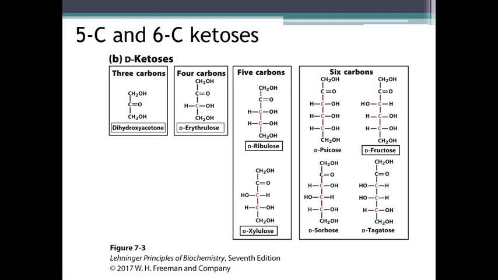These are examples of ketoses: 3 carbon, 4 carbon, 5 carbon, or 6 carbon ketoses. Some of the most important ones are ribulose, xylulose, and fructose. There are also all the other sugars available that are physiologically relevant as well.